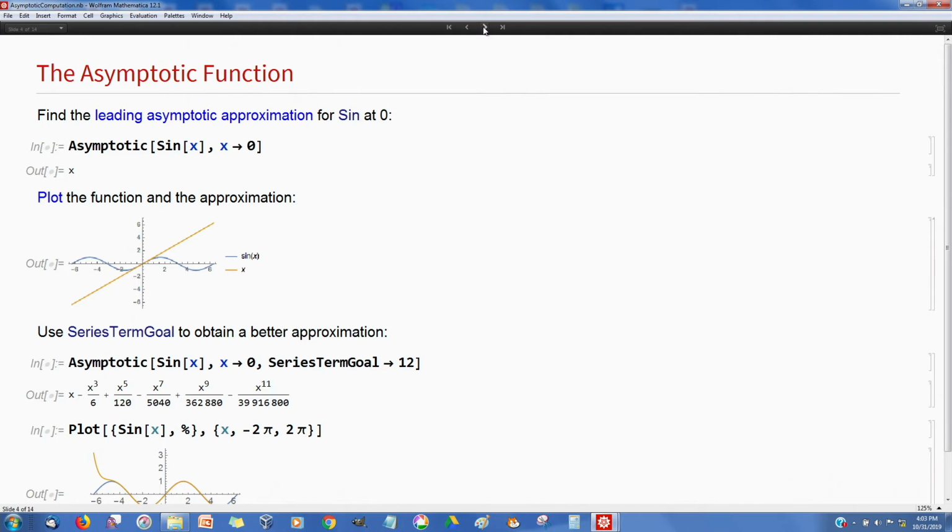So simple example, take the sine function, work near 0. We all know from high school almost that sine x is approximately equal to x as long as you're close to 0, and that's the linear approximation to sine. Now, you might want more terms. You say, I need more accuracy. Then you have got this option called series term goal for asymptotics, which you can say goes to 12 over here, and you get back a certain better approximation. And that approximation is pretty good, as you can see over here.